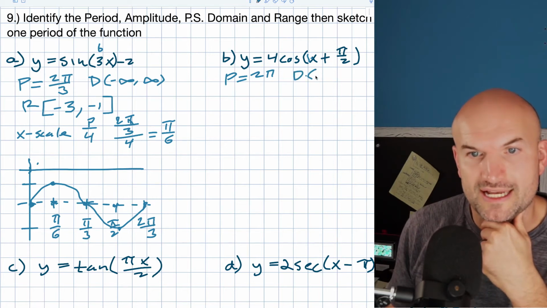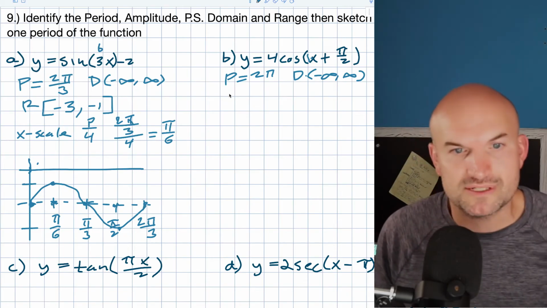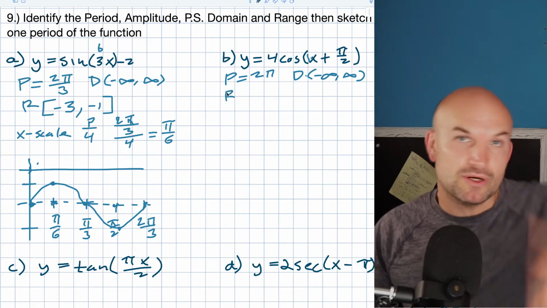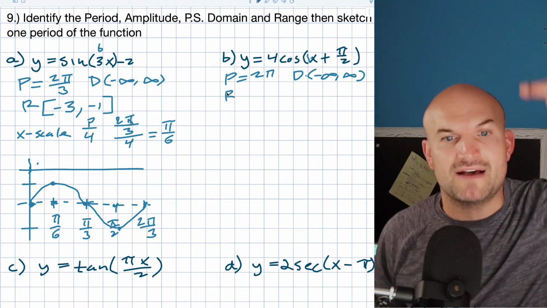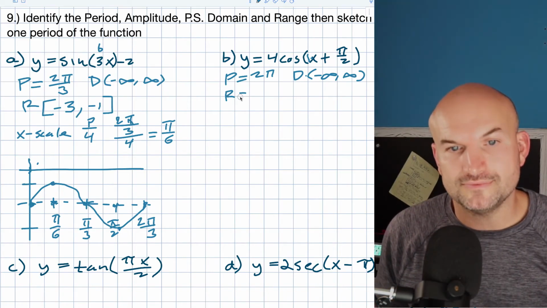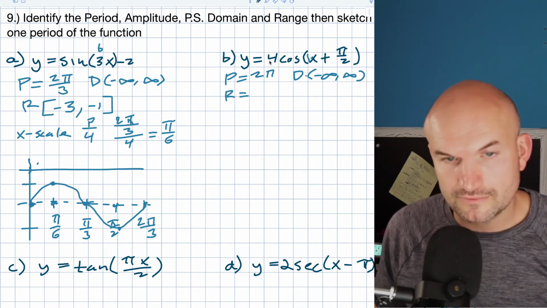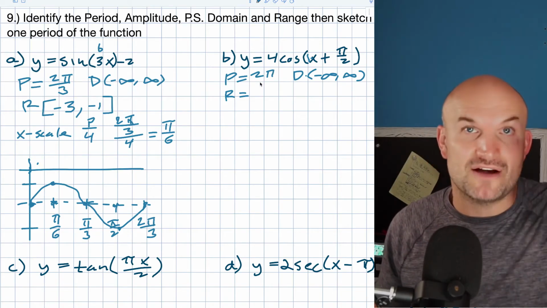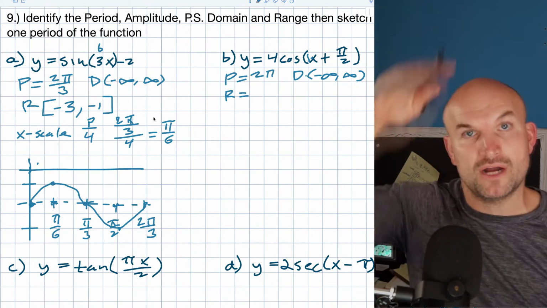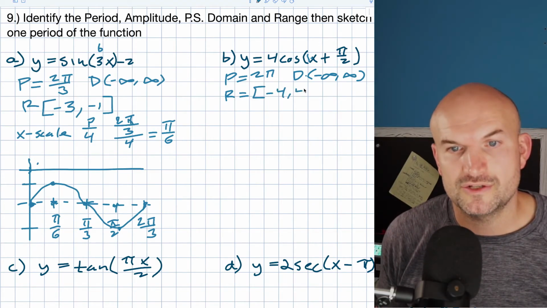The domain here is, again, all real numbers. Domain and range for sine and cosine is always going to be all real numbers. The range, though, now in this case, we don't have any shifting up or down, right? But what we do have is a vertical stretch of our graph. So now the graph has been stretched to a range from -4 up to +4. So my range here is going to be -4 to +4.